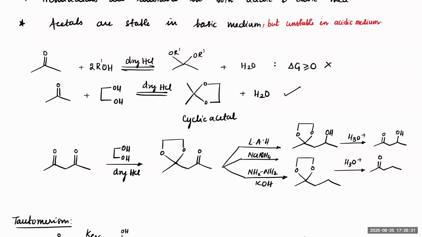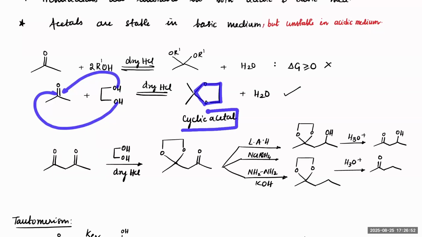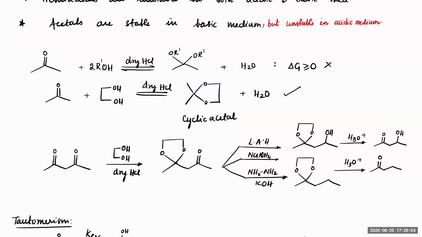Check. So if you have a ketone react with 2 moles of alcohol and dry HCl, you will get this as OR' and OR'. This is the acetal form. If you have a diol on the same molecule, one oxygen from here and another oxygen from here will attack and make a cyclic structure. And this is called cyclic acetal.